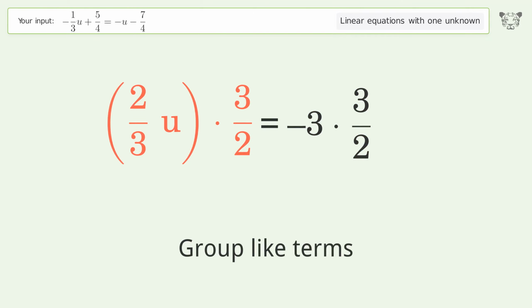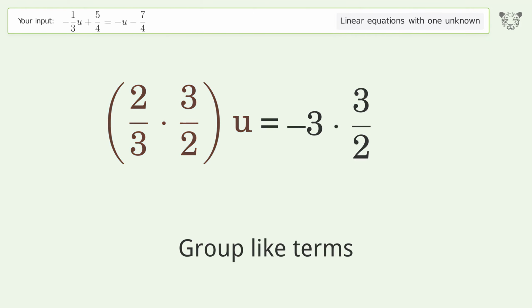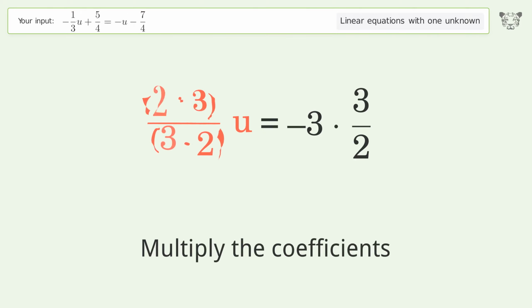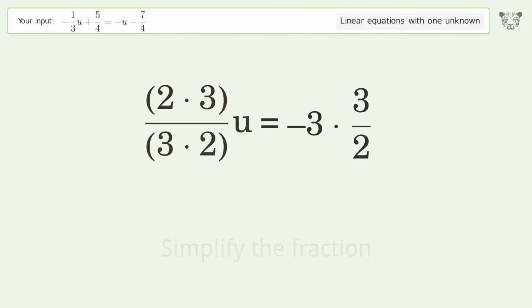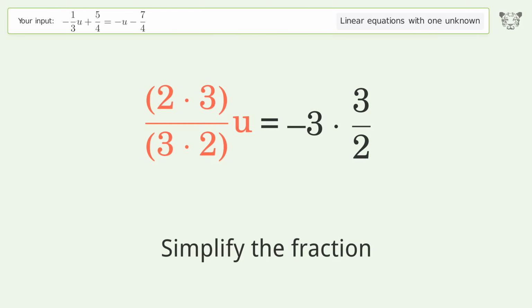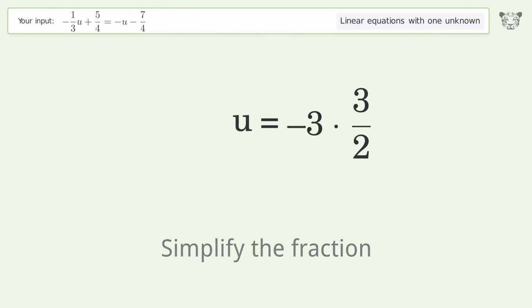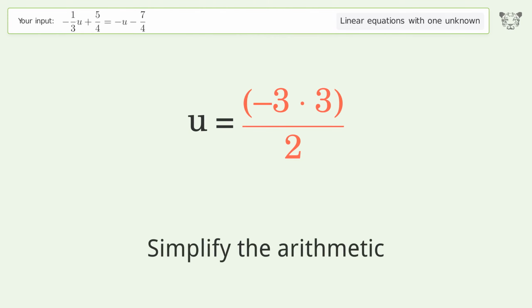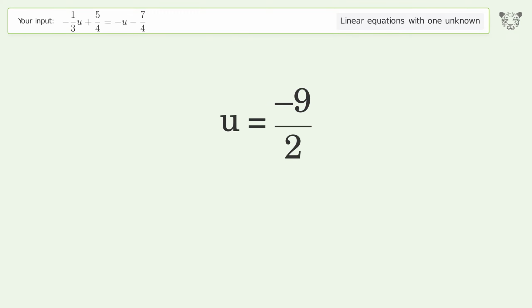Group like terms. Multiply the coefficients. Simplify the fraction. Multiply the fractions. Simplify the arithmetic. And so the final result is u equals -9/2.